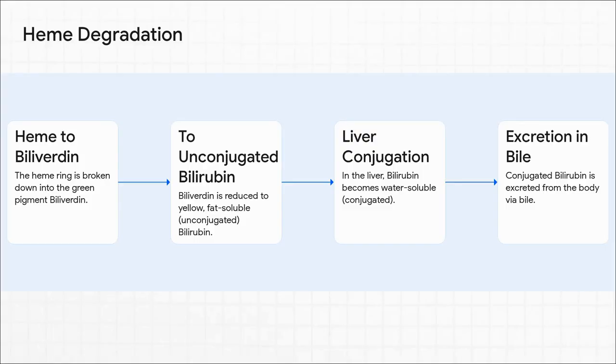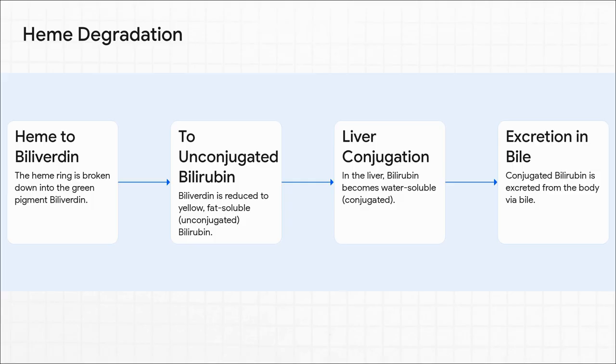Okay, this breakdown pathway is absolutely essential to know. As you can see, the whole process starts with breaking open that heme ring. The iron gets recycled, which is great, but the ring itself gets converted first to a green compound called biliverdin and then to a yellow-orange one called bilirubin.